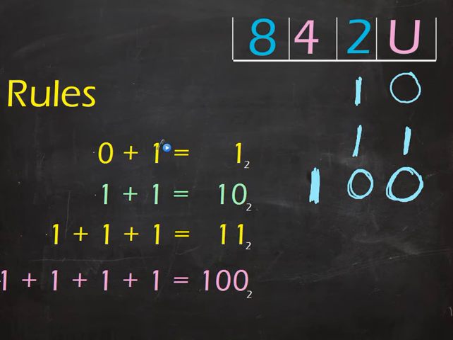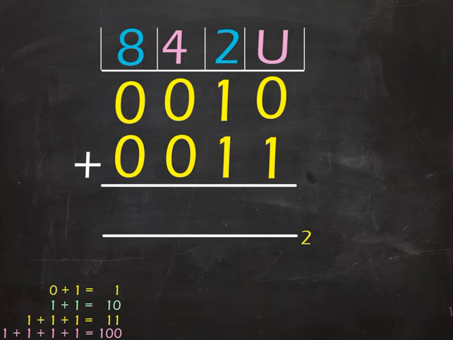So 0 and 1 is 1. 1 plus 1 is 2. It looks like 10. It's 1 lot of 2 plus 0. 1 and 1 and 1 is 3. 3 is made up of 1 lot of 2 and 1 lot of 1. And 1 and 1 and 1 and 1 is 4, which is made up of 1 lot of 4 and nothing else. So it looks like 100, but it's actually 4. So these rules will come in handy when we do our addition.